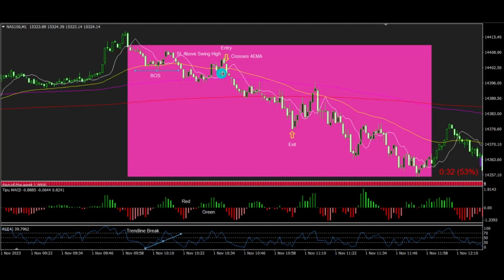Price continues to the downside, and as we see, our 4 EMA acts as our trailing stop. Price does not close above the 4 EMA until here, but we've reached our 2-to-1 risk to reward.